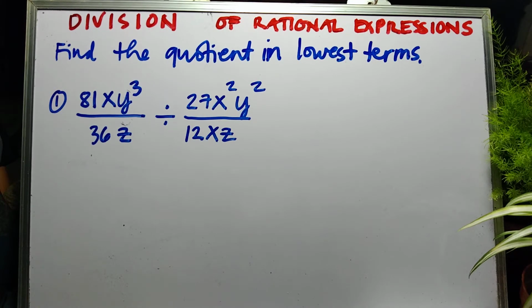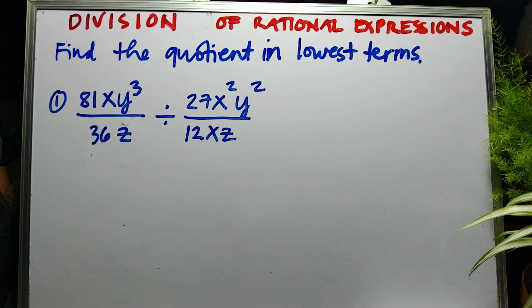So let us continue our discussions about rational expressions. We are now on the division of rational expressions. We're done with the multiplication.